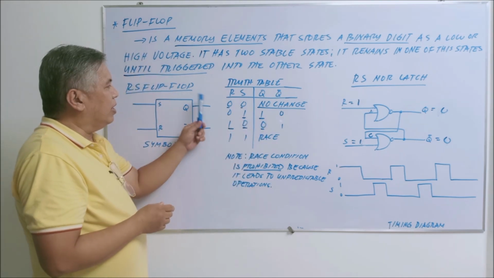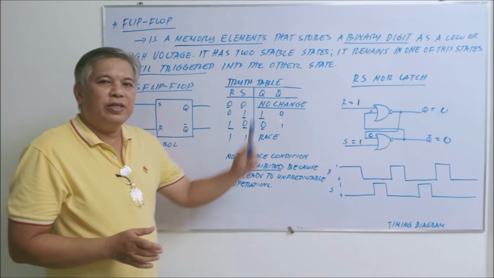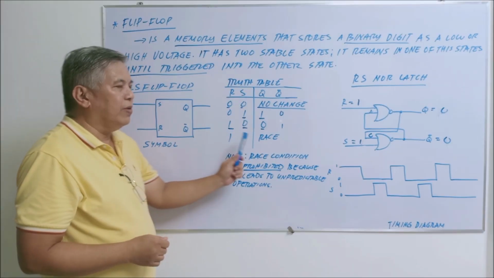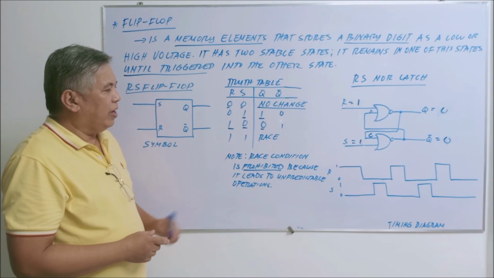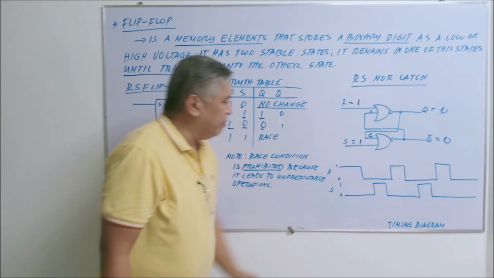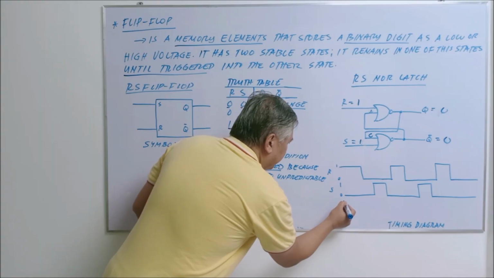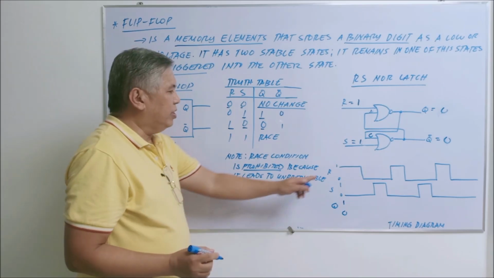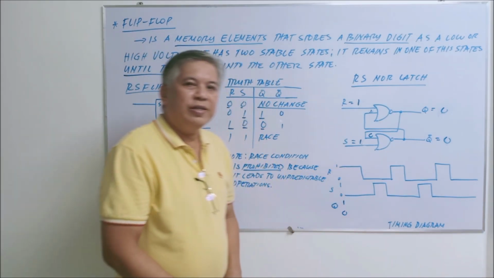But if R and S have the same value, in this case 0, 0, then the output is no change. If 1, 1, then the output is a race condition. Okay? Now, let's go back to our timing diagram. Let us determine now the output Q and Q bar for these particular inputs. Okay? So we call this the timing diagram.